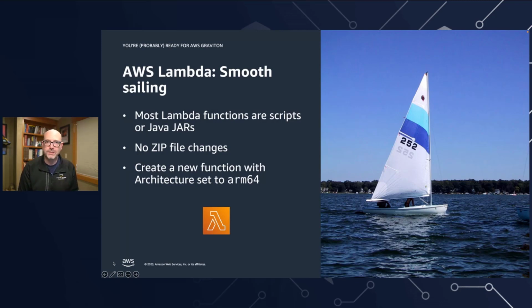You can often reuse this exact same zip file with no changes at all, switch the architecture, and begin saving up to 20% immediately for your Lambda functions without any loss in fidelity, any changes in behavior, or performance changes.